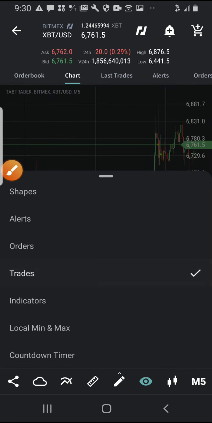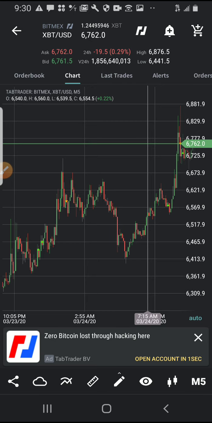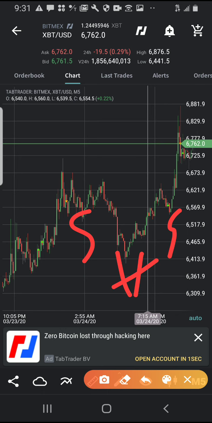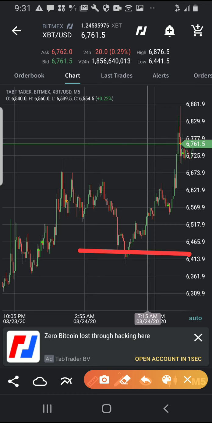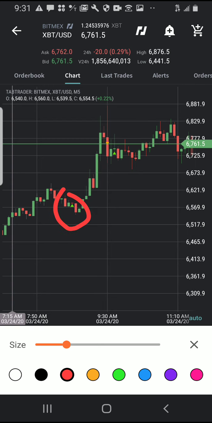Immediately I spotted it. I don't know if you guys noticed what happened here. I spotted that it's an inverse S, H, S. And if you look at this, you see a green triangle. That's where I actually bought, and that's where I actually sold. So that's some good profit here.